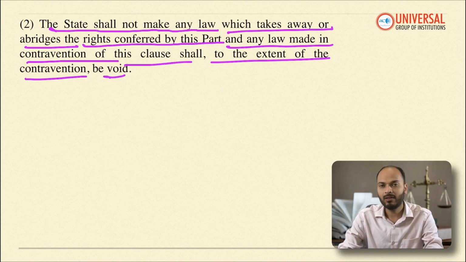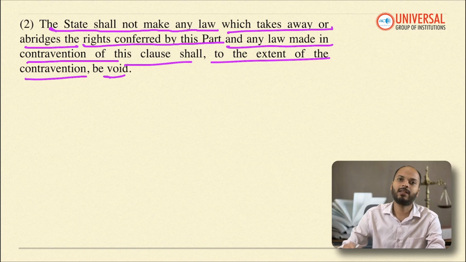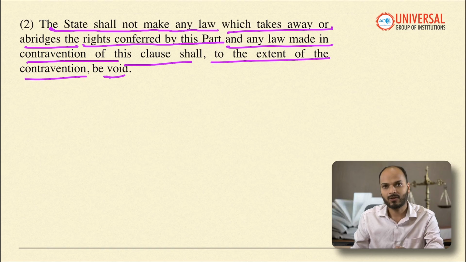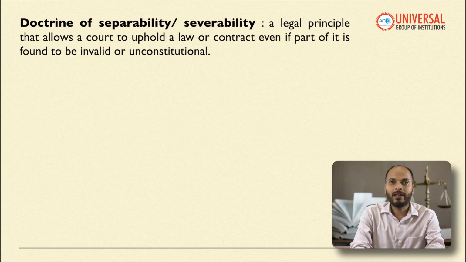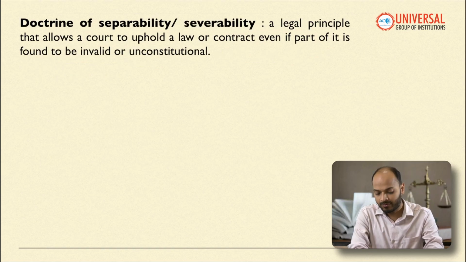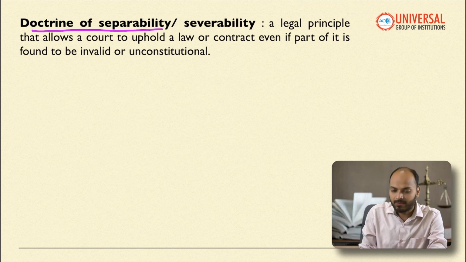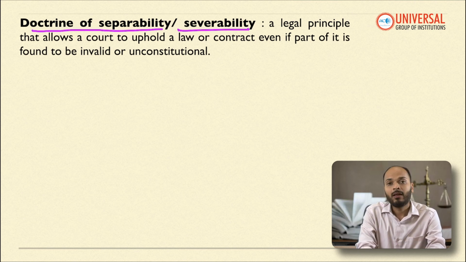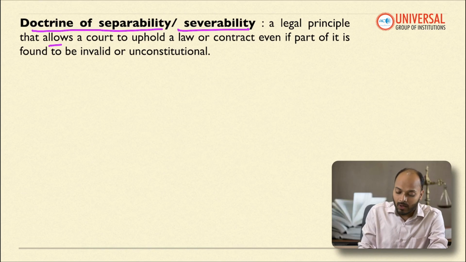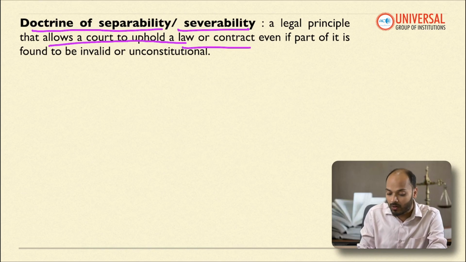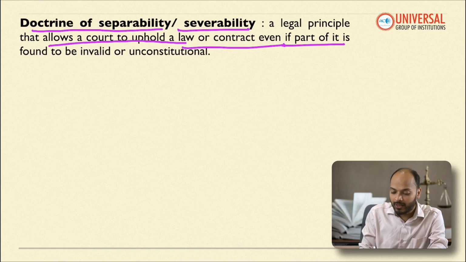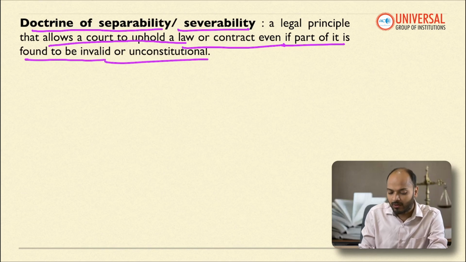It is very simple: no law passed by any legislature, no rule made by any government shall violate citizens' fundamental rights. Right? That is what is given under Article 13 subclause 2. And with this discussion, we have also understood another very important doctrine, which is called the doctrine of severability. It is a legal principle that allows a court to uphold a law or contract even if part of it is found to be invalid or unconstitutional.